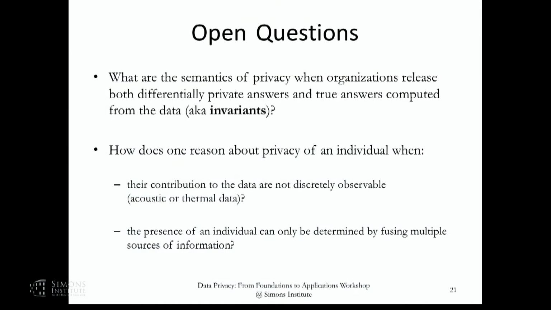So there are cases where it's a little tricky to even think about what privacy, whose privacy, and so I think it's important to think carefully about these problems when you're deploying differential privacy.